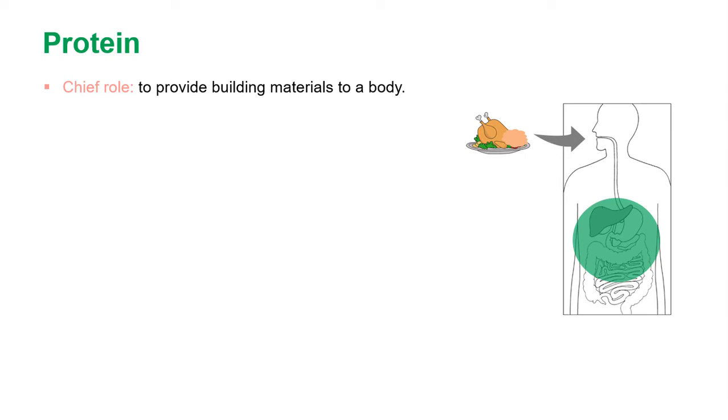The next macronutrient is protein. The main function of protein in the body is to provide building materials. Everything in the body, nail, hair, skin, muscle, blood, enzyme, hormone, all are made up of protein. The building blocks of protein are amino acids. When a human ingests food containing protein like chicken, the digestive system breaks it into small units called amino acids.